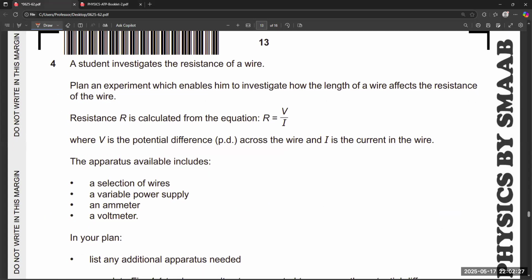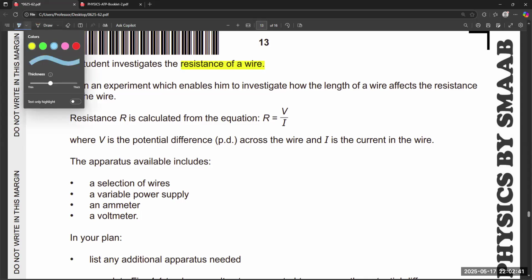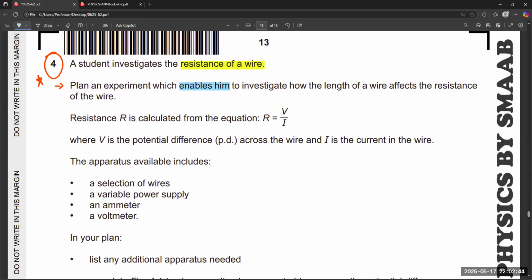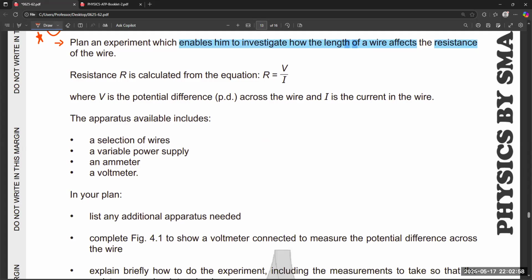Last planning question related to electricity. This is also a repeated idea. This is not a very new type of experiment. We have to investigate the resistance of a wire, plan an experiment. This is an important line. Plan an experiment which enables him to investigate how the length of a wire affects the resistance of the wire. So we have to compare the length of the wire with the resistance of the wire. Very simple. So we have the resistance formula given, and the quantities given, potential difference and current in the wire.